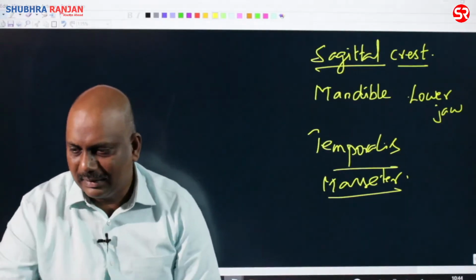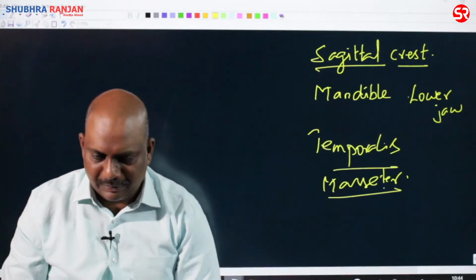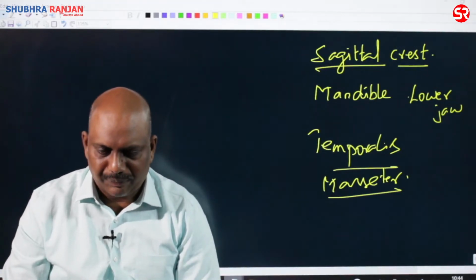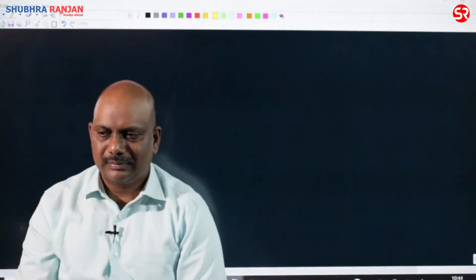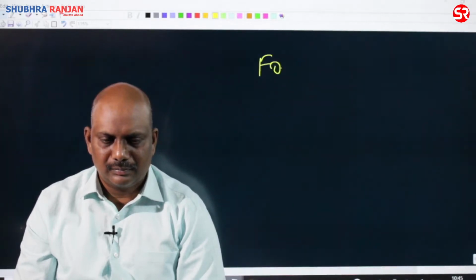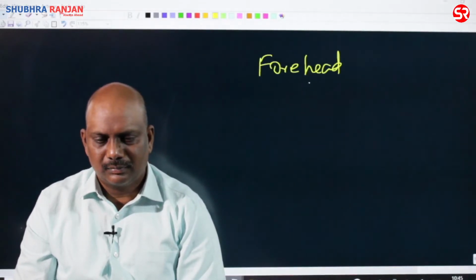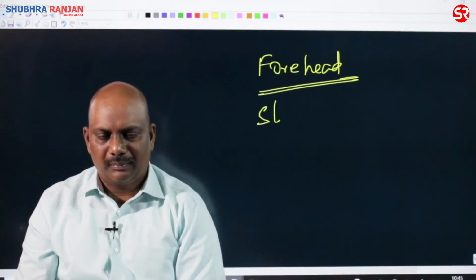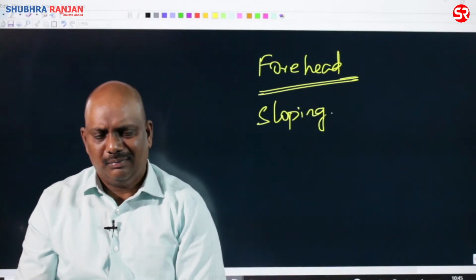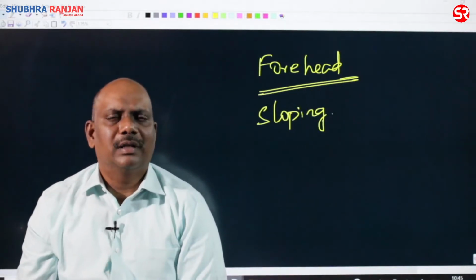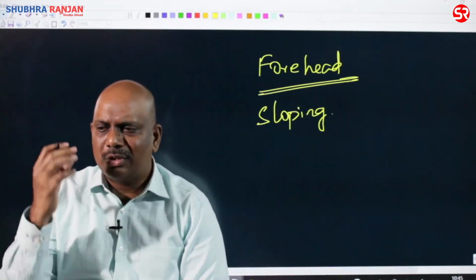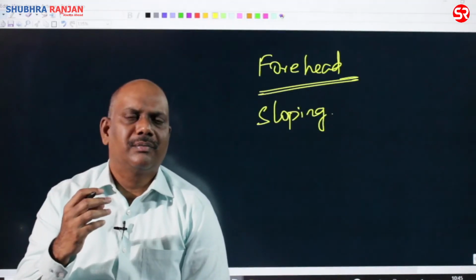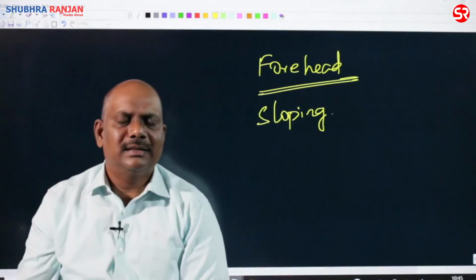Okay, so now let us discuss the next anatomical feature: the forehead of Australopithecus. The forehead of Australopithecus is sloping. This is one very important feature of most of the primitive apes. Forehead is the seat of intelligence.